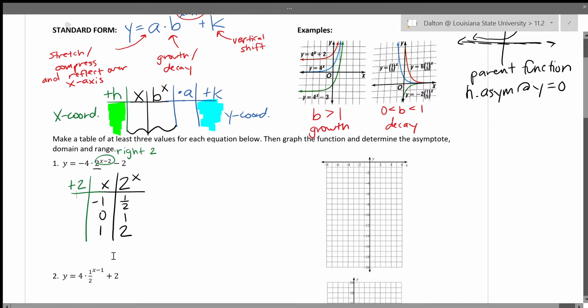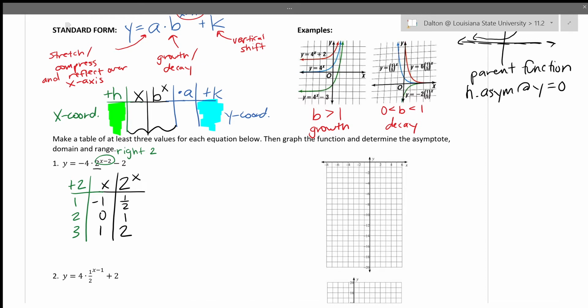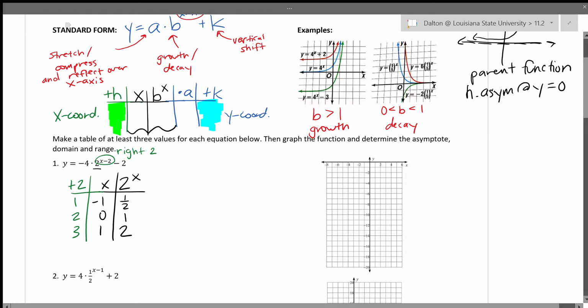-1 plus 2 is 1. 0 plus 2 is 2. And 1 plus 2 is 3. Okay, so that's the only manipulation for the x coordinates. The a and the k affect the y coordinates. So then we're going to take our rightmost numbers, our initial y values, and multiply those times a.